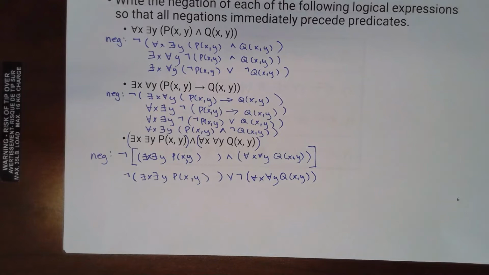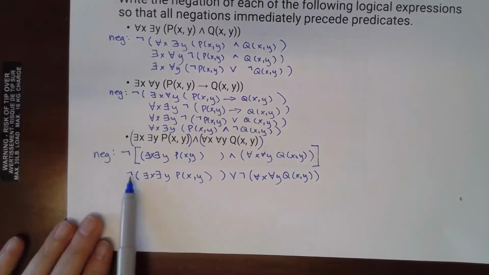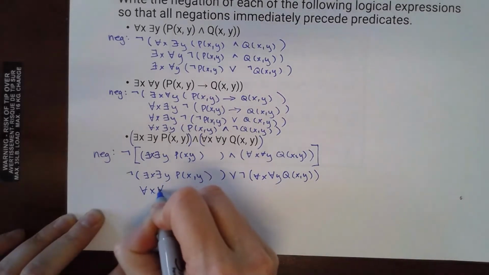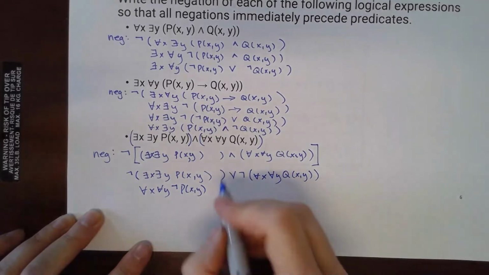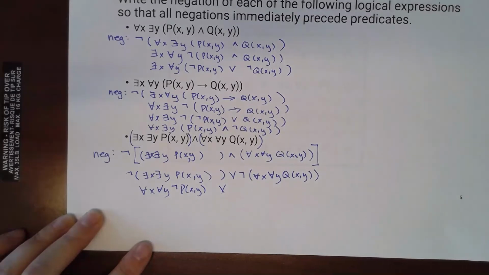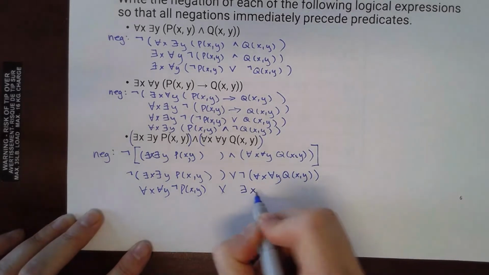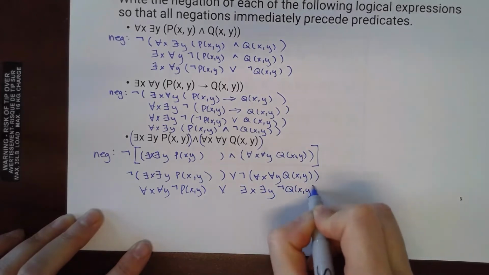And now I can apply De Morgan's law for the quantifiers separately to this first one and separately to the second one. I'm going to move the quantifier past, and this is going to turn into for all x, for all y, not P of x y. This is just going to stay as an or. And then on this one, I would treat this completely separately. I'm going to move this negation past the quantifier, so this turns into there exists an x, there exists a y, such that not Q of x y.